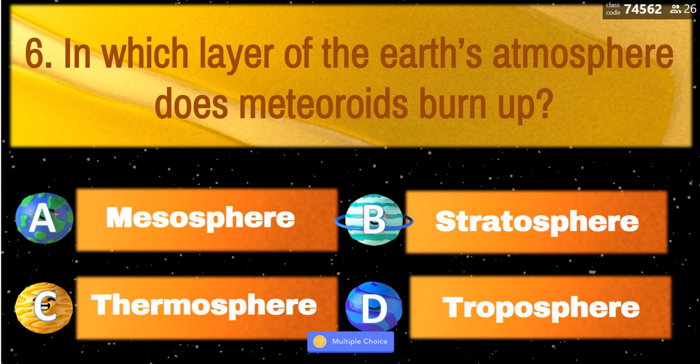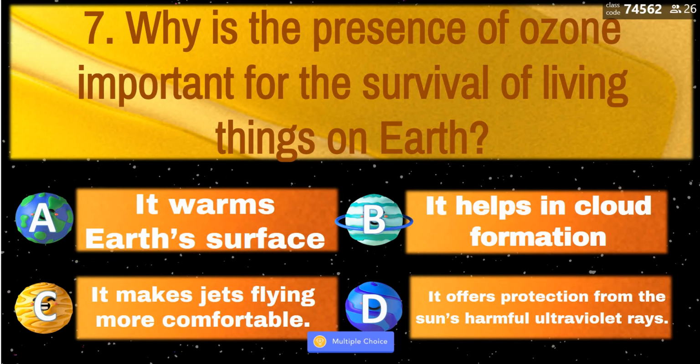Number 6. In which layer of the Earth's atmosphere do meteoroids burn up? A. Mesosphere. B. Stratosphere. C. Thermosphere. Or D. Troposphere. Great! It is letter A. Mesosphere.